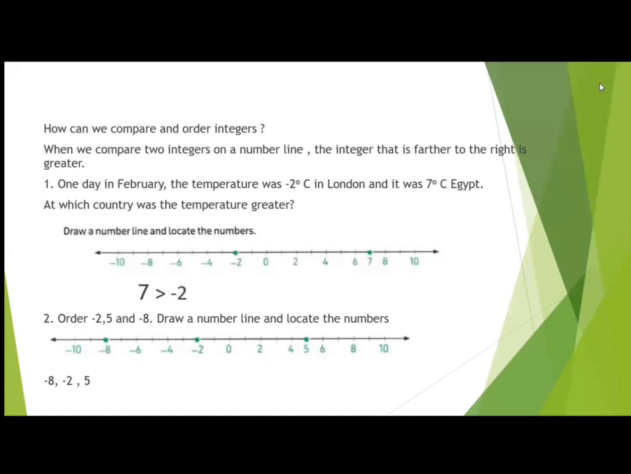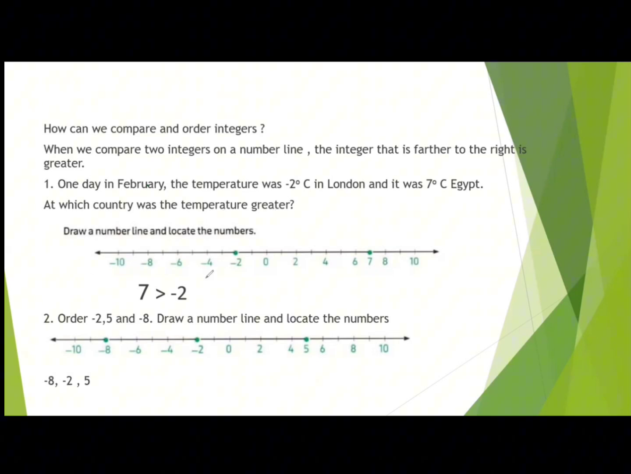How can we compare and order integers? When we compare two integers on a number line, the integer that is farther to the right is greater. That means if I go to this direction, the numbers become bigger. So 10 is bigger than 8, and 8 bigger than 7, 7 bigger than 0, and 0 bigger than -2, -2 bigger than -6, and so on.